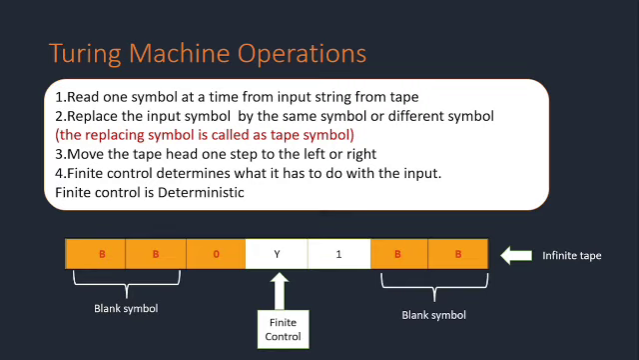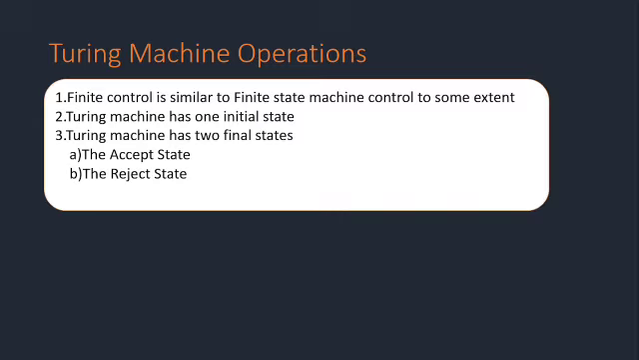Now when I go to the next step, the Turing machine has certain operations here. The finite control is similar to a finite state machine control to some extent. That means it is not exactly similar; in some cases it will be similar with small variations. Now in the second stage, the Turing machine has one initial state, but it has more than one final state. These final states are fixed. That means one final state is called the accepting state, and another final state is called the rejecting state.